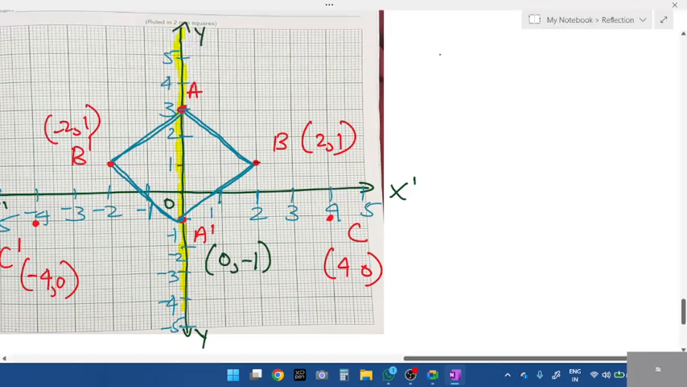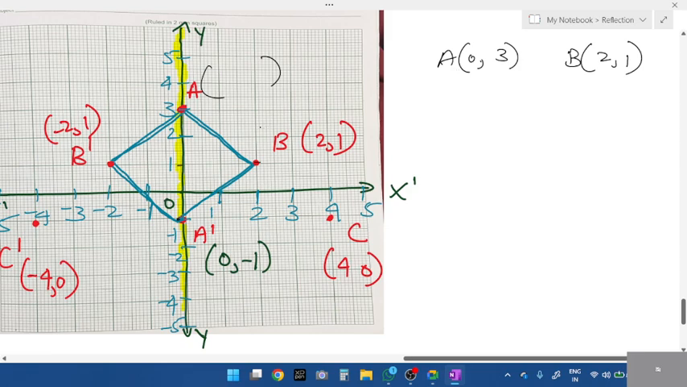Now, what is the distance between A and B? What is A value? Can you tell me the A value? No, no, 0, 3. What is B? 2, 1. It looks like a square. What about a square, students? All four sides are equal or different? Equal. Now, how do you find the distance between A and B?